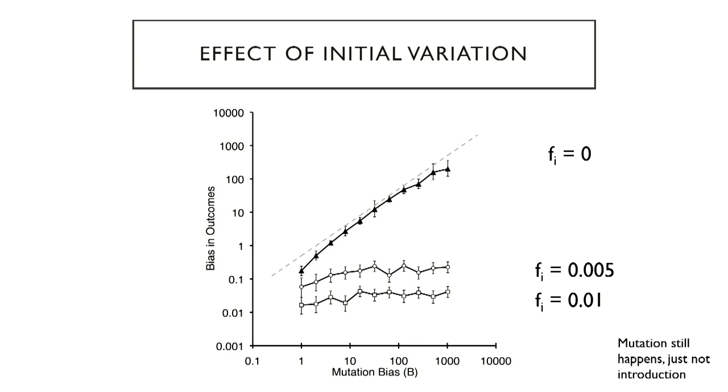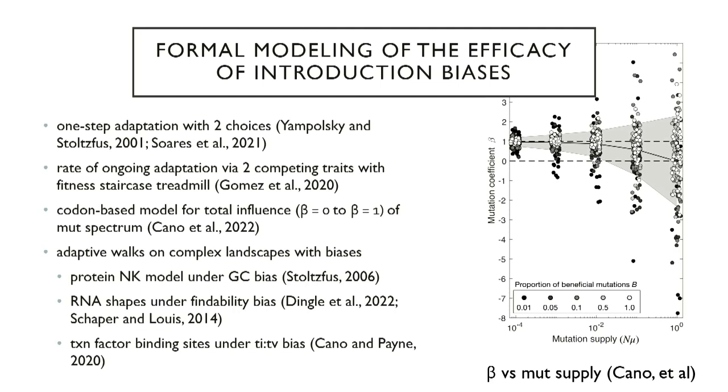Okay, so what do we know about this kind of causation? There's theoretical work on this that comes out of 5 different groups. Recently, Suarez et al. did a full analytical treatment of this one-step adaptation with 2 choices. There's this great model of 2 competing traits from Joanna Mausel's lab, that's Gomez and colleagues.